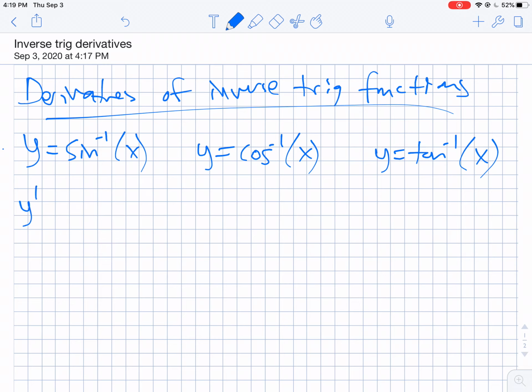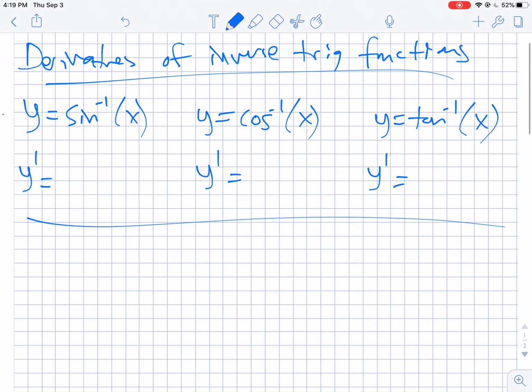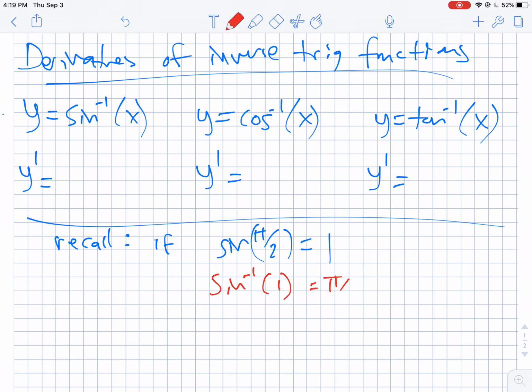So for each of these cases, what is the derivative equal? And we're going to fill those in later. Before, I want to remind you guys what an inverse trig function actually is. So just recall, it's the opposite of a regular trig function. So if we say, for example, that the sine of pi over 2 is equal to 1, which it is, if you take the inverse sine of 1, you get pi over 2.